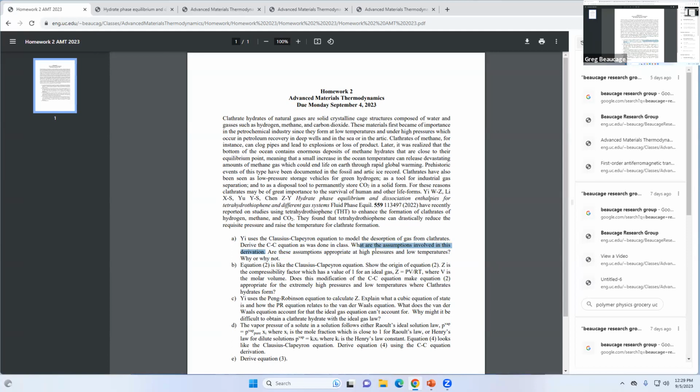So the assumptions for it are, the first one I think no one got, is that you have an equilibrium. When you first derive it, you have PDV and SDT, and you say it's equilibrium. I don't think anyone said that. The second assumption is that the volume change can be expressed just by the vapor volume, so you don't need the liquid volume. And the third assumption is you can use the ideal gas law.